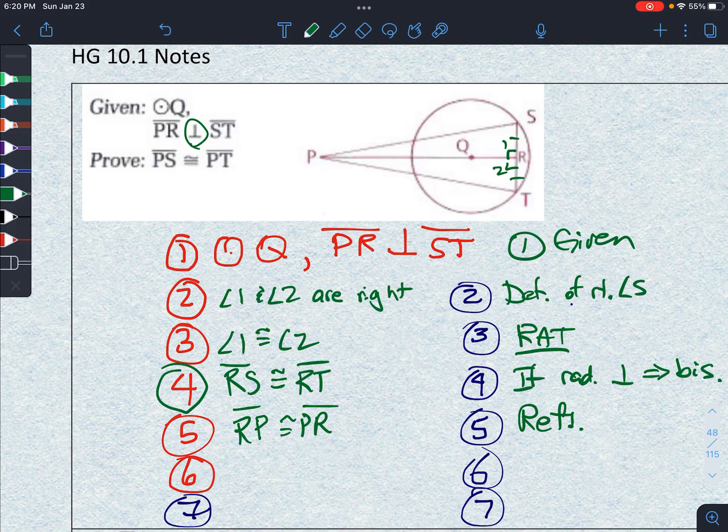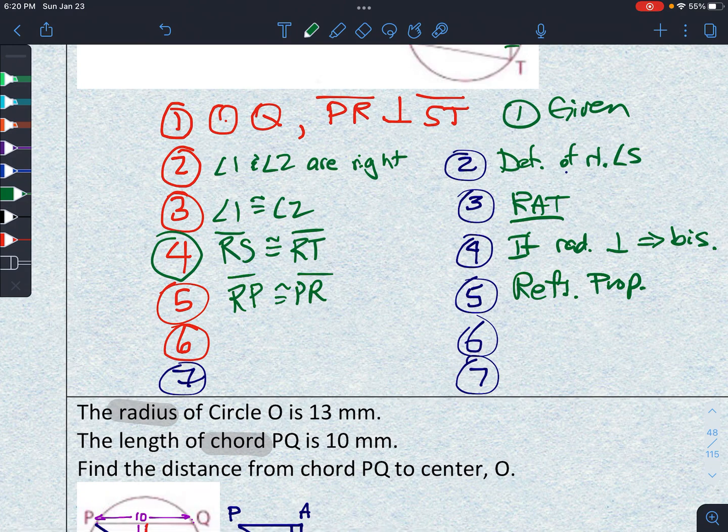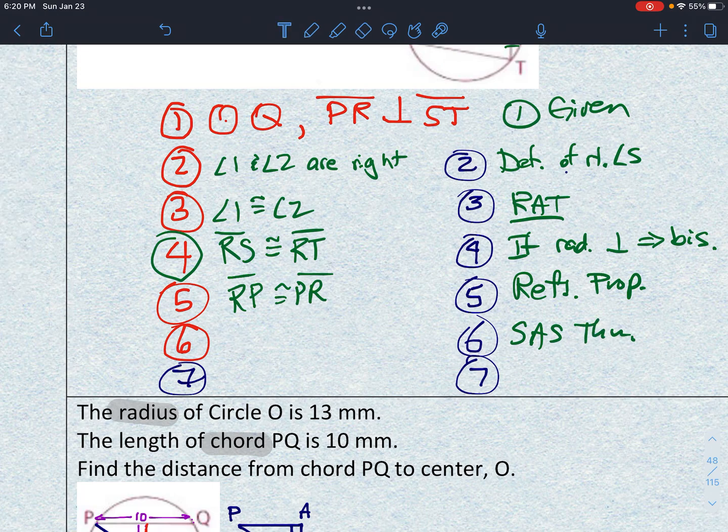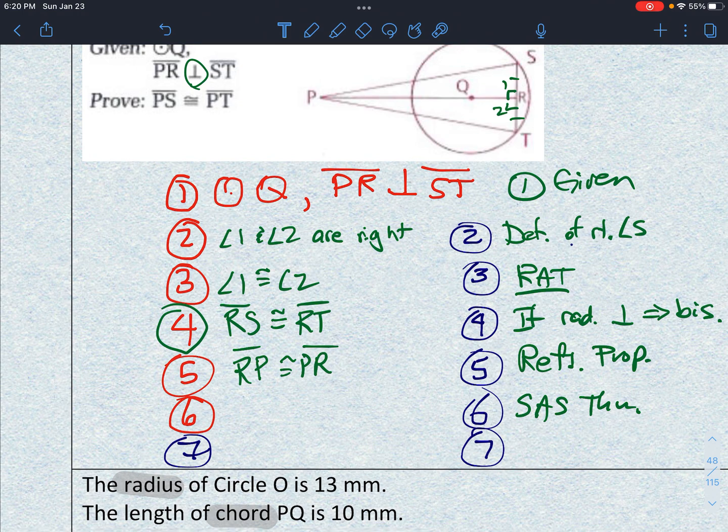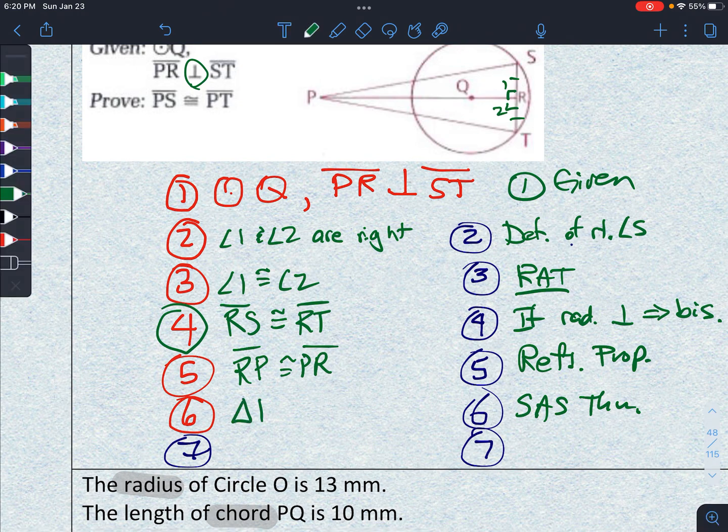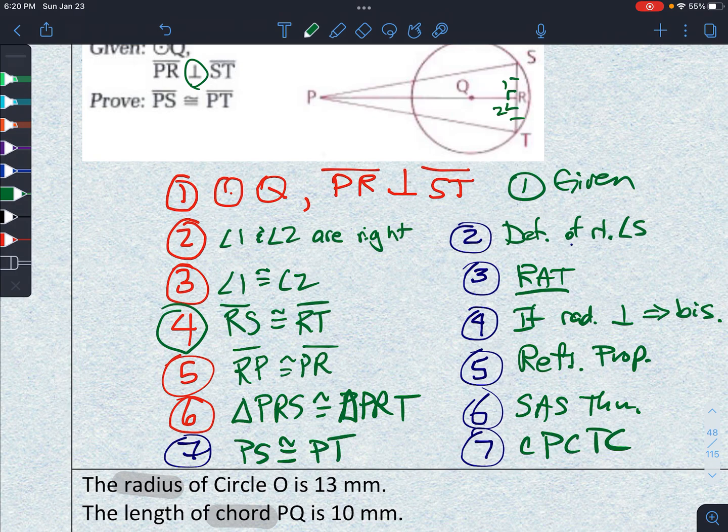Hope you like my rock and roll in the background. So I think we have, by the side angle side theorem, that these two triangles are congruent. Triangle PRS is congruent to triangle PRT. And then, yeah, CPCTC, we can pick up that PS is congruent to PT. Hurrah!